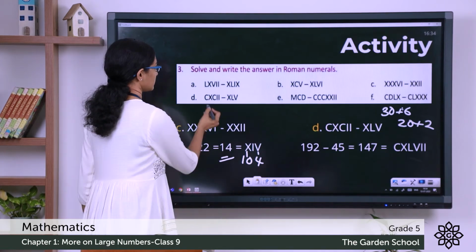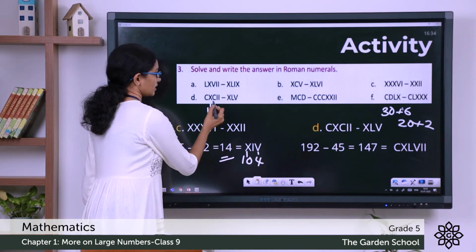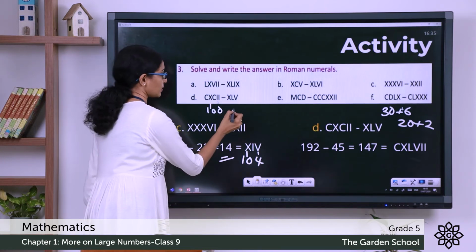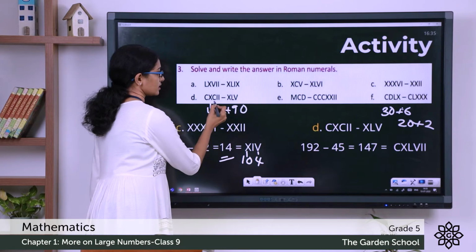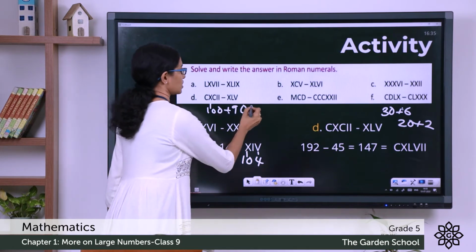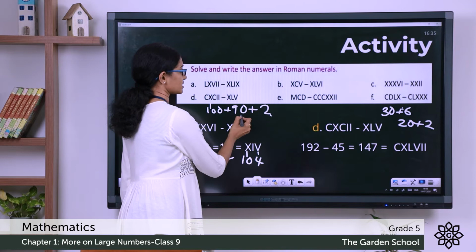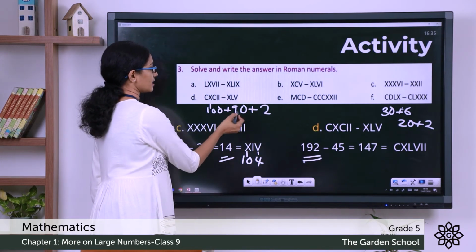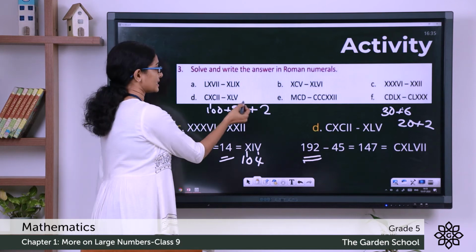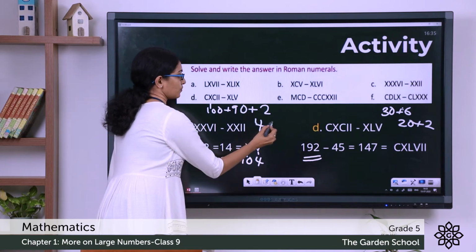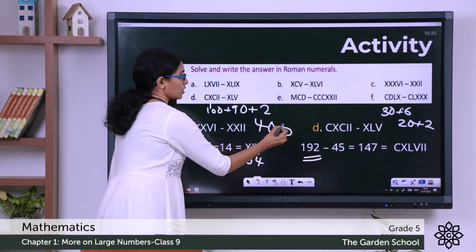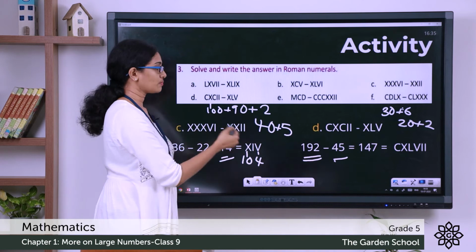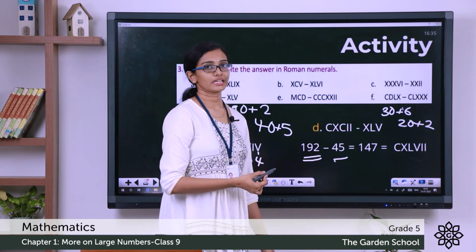For D we have C, it's 100. X and C, that is 100 and 10 here. So 100 minus 10 equals 90. Then 2 I's, which equals the digit 2. So 100 plus 90 plus 2, it's 192. Then you have XL. From the previous examples, we know XL represents a value equal to 40. Then you have 5. So 40 plus 5 is 45. Now 192 minus 45 will give you 147.